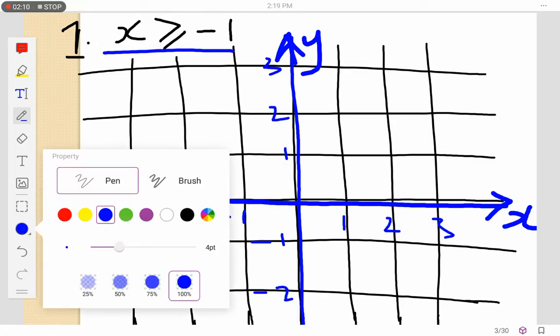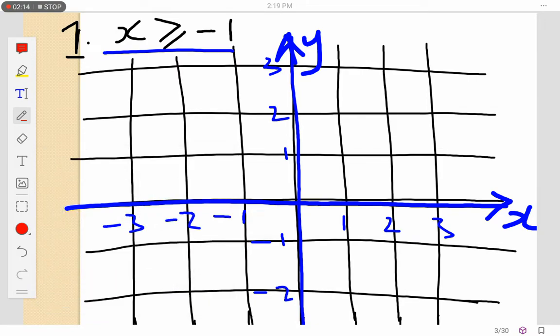Now I want to draw my minus 1. I'll go to this line of x. So I'll go to minus 1 on x there. Okay, so that's where I'm going. I will draw a solid. Remember, we said when it's greater than, I'll draw a solid line like this.